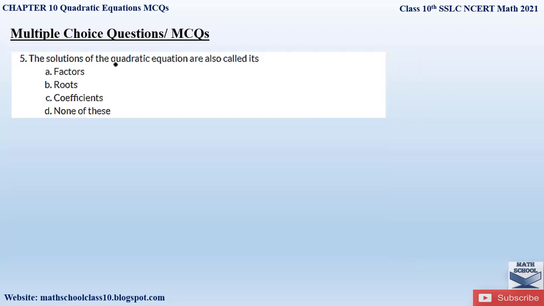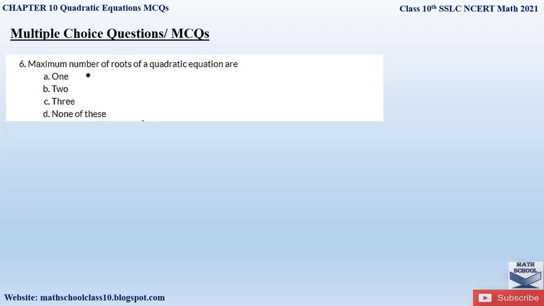Fifth question. The solution of the quadratic equation are also called its factors. No. Roots, yes. Roots is the correct answer. Coefficients, no. So whenever we solve a quadratic equation, we will get 2 values, right? 2 x values. So those are also called the roots of this quadratic equation. So our correct option is option B.